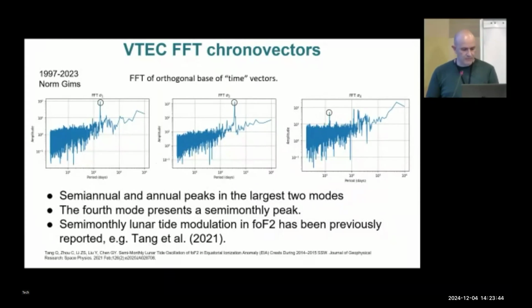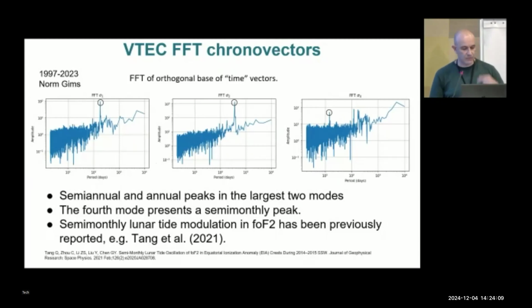If we do the Fourier transformation of the time vectors of the basis, we get this as examples. The first two are the first two modes, and we can spot a semi-annual on the first mode. The first mode is mostly related to the equatorial anomaly, and every 6 months you have the highest intensity on the north, 6 months later on the south.